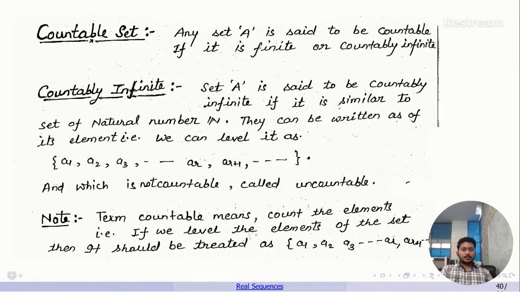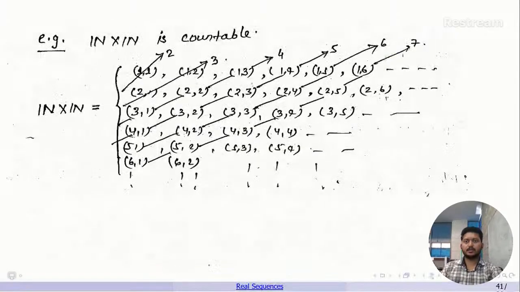So what is a countable set? Any set A is said to be countable if it is finite or countably infinite. Let's take one example here, the countable set N cross N. Take elements like (1,1), (1,2), (1,3) and so on. These are the numbers.